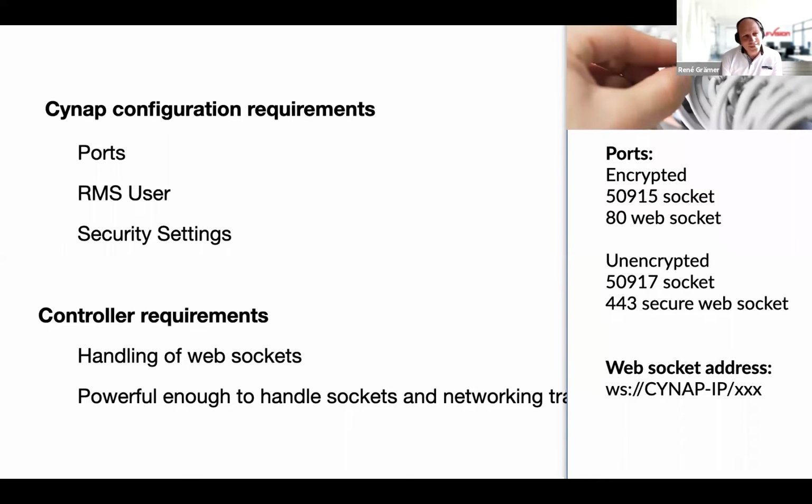Actually, that's quite wrong. The unencrypted ports are on top: the unencrypted port is 5915 and port 80. And the encrypted ports are 5917 and 443. The address for this WebSocket, if you would like to use it yourself for your own application, not the ready-made macros, is WS colon slash slash, the IP of Cynap, slash XXX. Maybe that's the one that gets beeped out. For the encrypted socket, it's WSS, same Cynap IP, same trailing XXX.